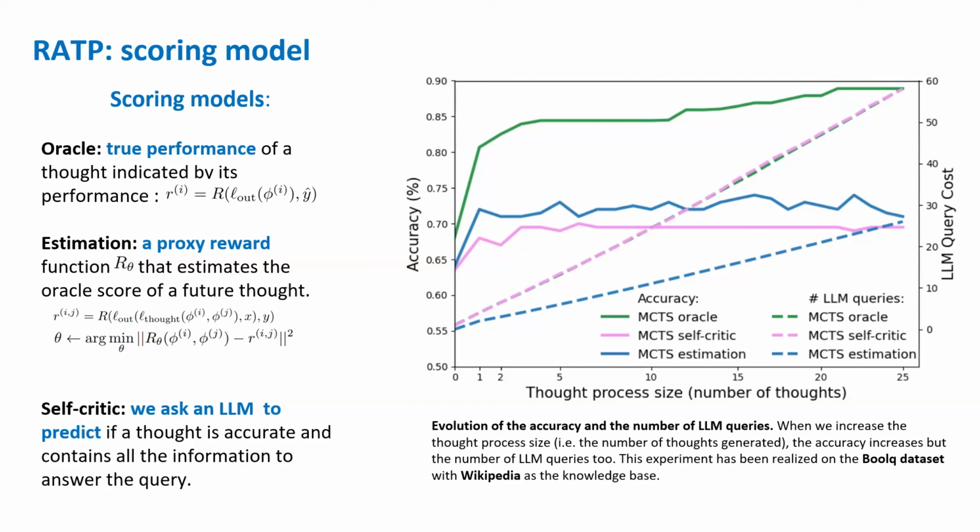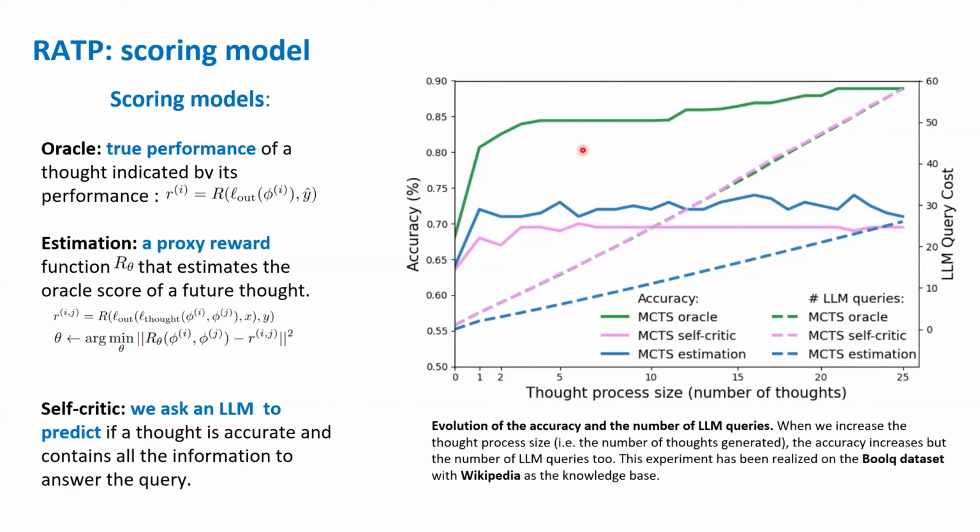thoughts. On the right, we have plotted the accuracy and the number of LLM queries for different thought process, size, and scoring systems. It showcases the main difference between the scoring systems. The main takeaways are that the full line in green, the oracle's accuracy, keeps increasing with the size, but it takes time to reach 100% accuracy. The LLM sometimes needs lots of iterations to pivot to the right answer.